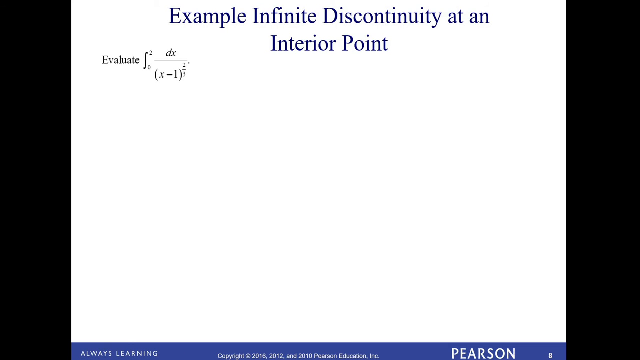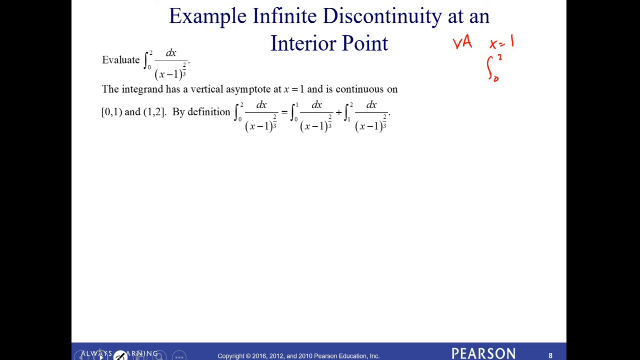So for example, this function has a vertical asymptote at x equals 1, but I'm trying to integrate from 0 to 2. So I need to break this into two pieces because I can't integrate across the vertical asymptote. So it's continuous from 0 to 1 and 1 to 2. So I can break this into two pieces. I'm now going to take each of these that has a problem at 1 and use a limit.